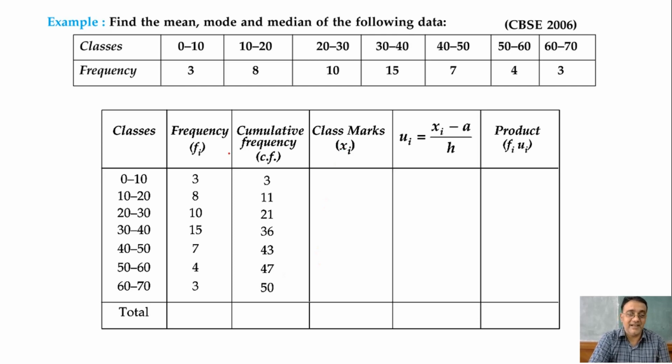Now we'll find the class mark. All the class sizes are the same, that is 10, so we'll find only the first class mark. That is 5. After that we will add 10 subsequently. So 5, 15, 25, 35, 45, 55, 65.